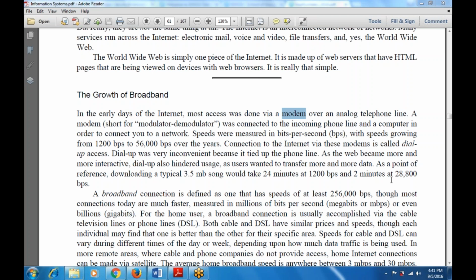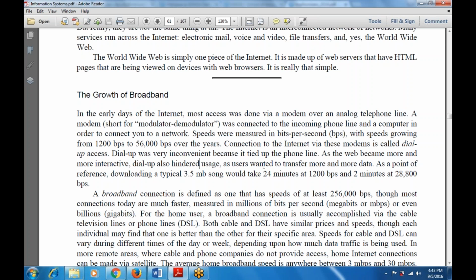Now, what is the usage of the modulator and demodulator? Yes, that is correct: to change the data format from one state to another over the network, which is known as modulation and demodulation.